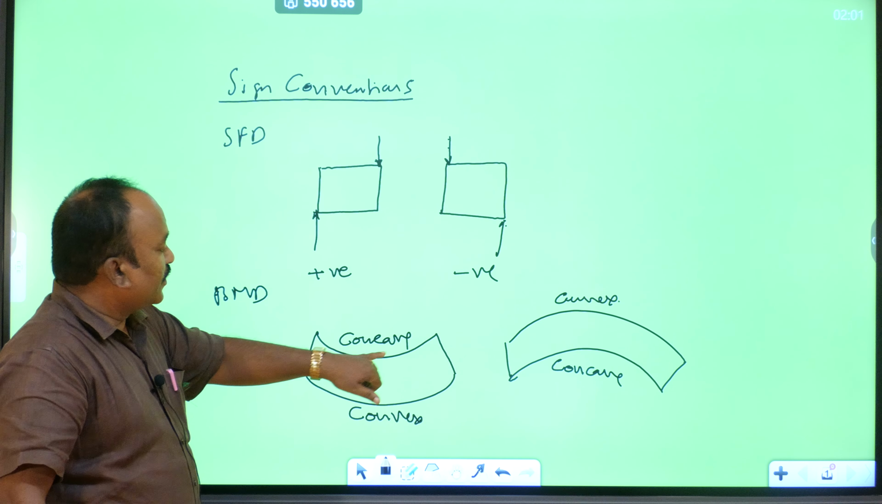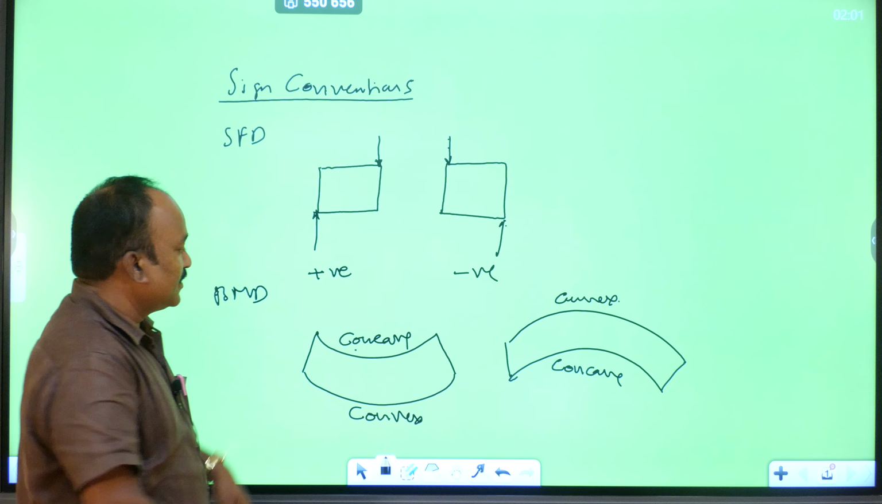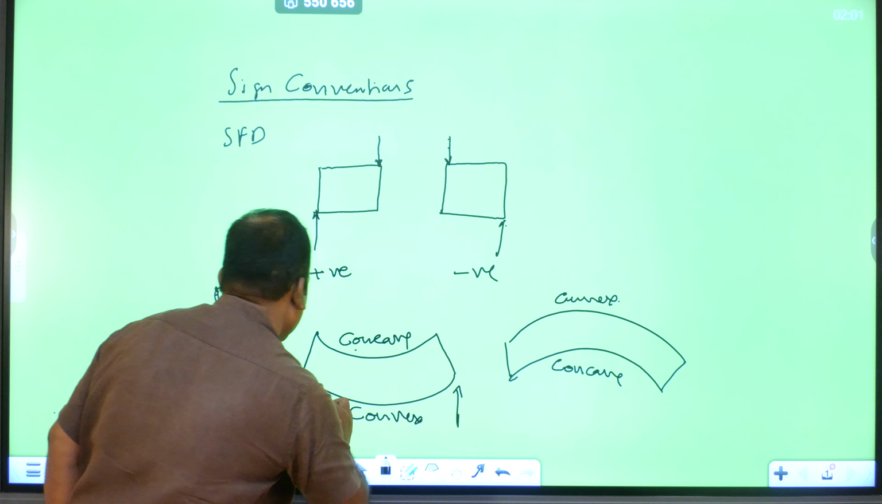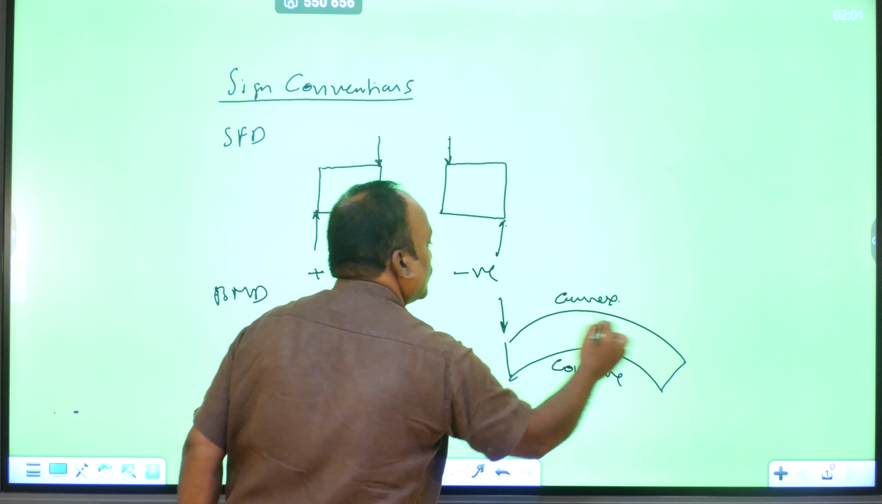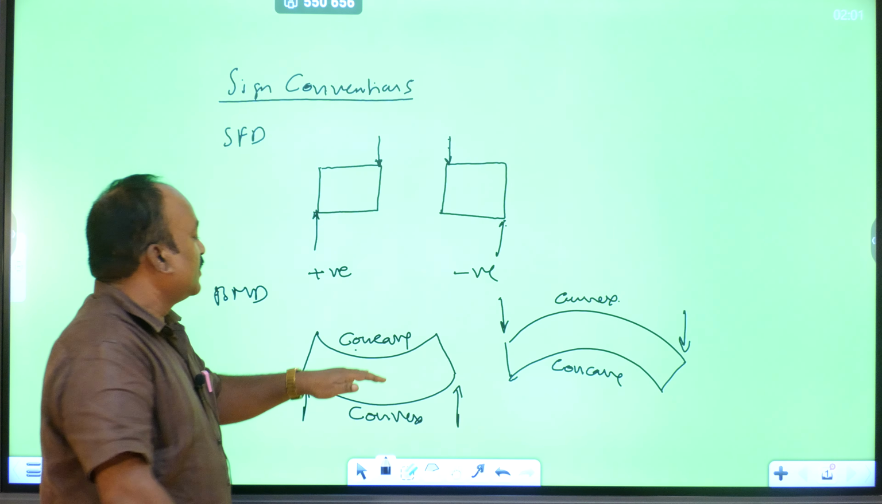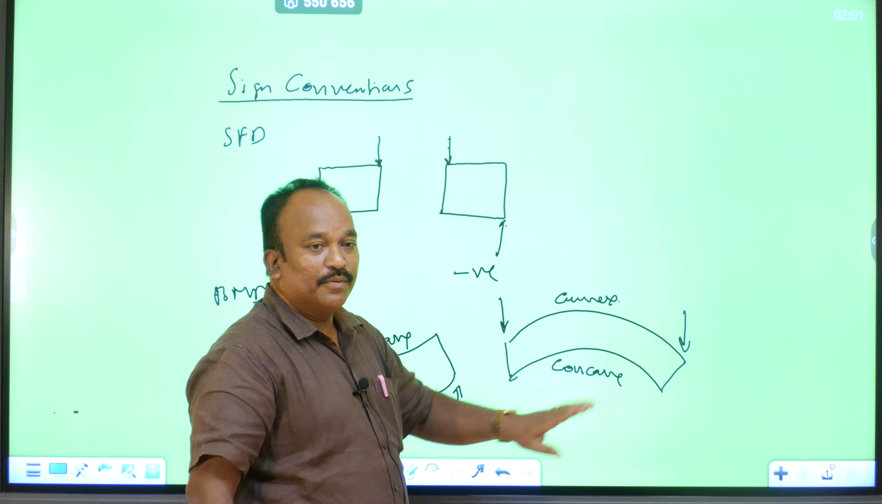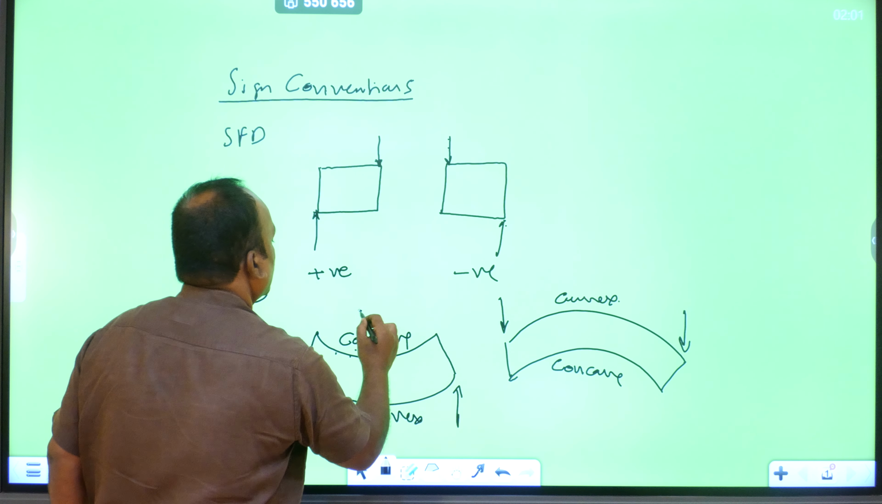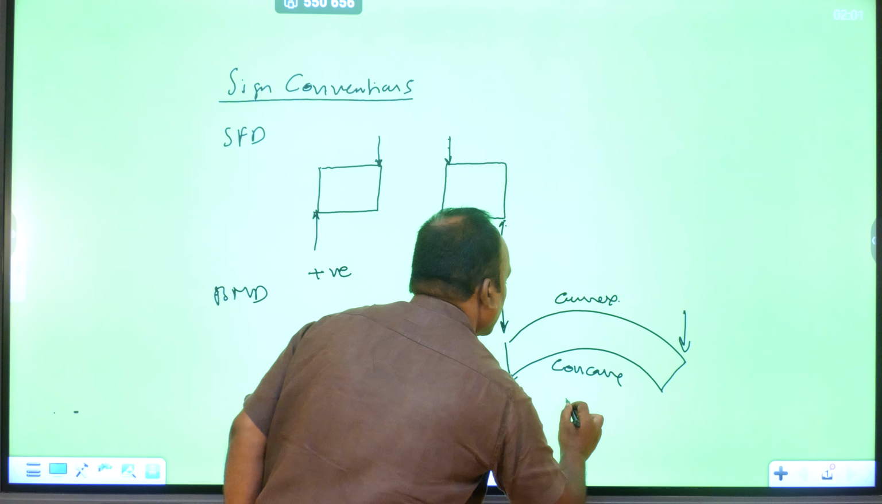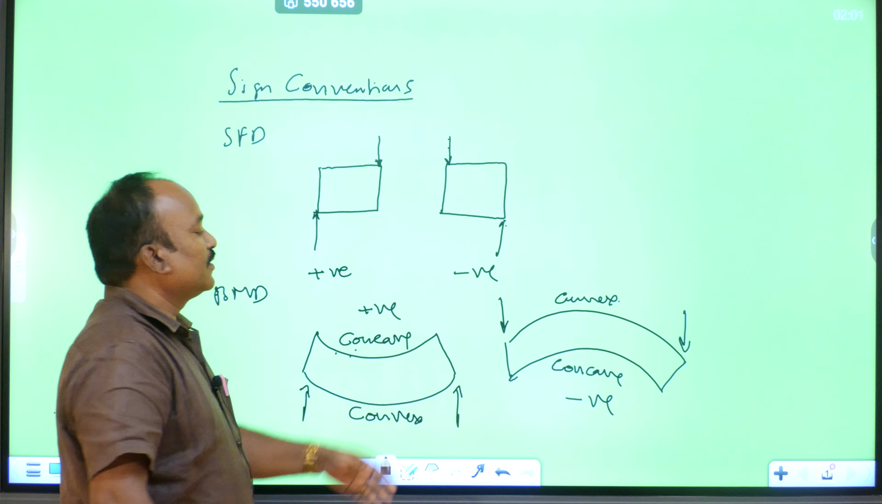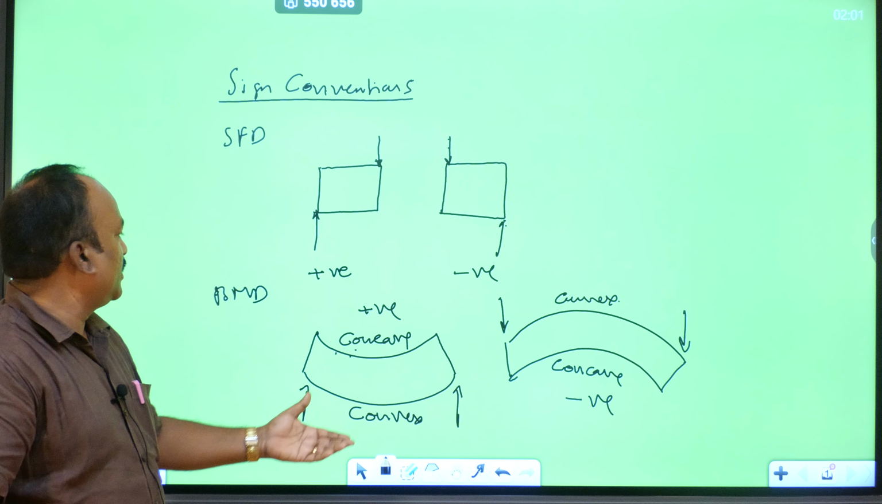Suppose the upper layer is convex, that means the load is here, the load is in the downward direction. The upper curvature is convex, that means positive. The lower curvature is concave, that is negative. So this means positive, this means negative. The bending moment value is positive.